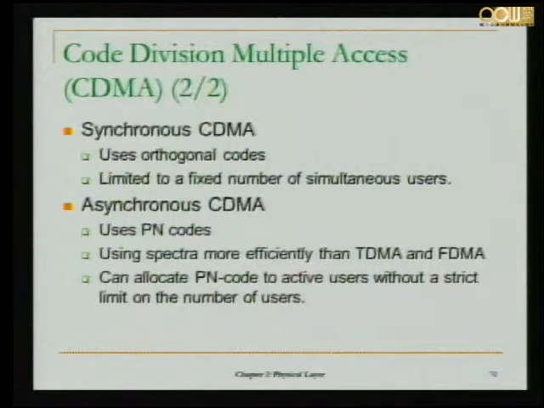So I can allocate PN codes to active users without a strict limit on the number of users, because as long as the PN codes are statistically uncorrelated, the correlation is not too high, then I can use them.